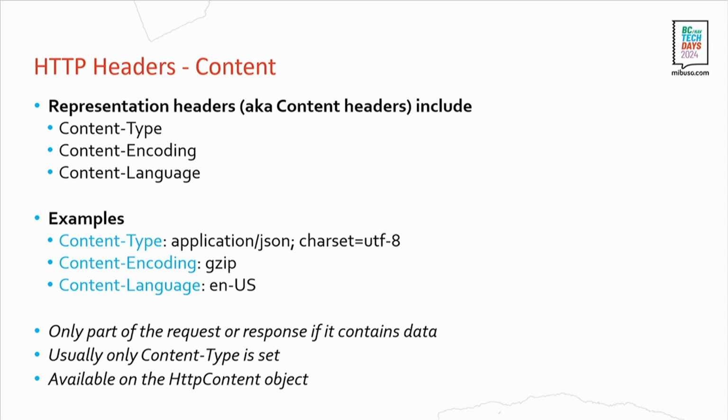application/JSON or text/plain or application/XML or PDF data, all the MIME types you could have in there. How are they encoded? What's the language that is in the content? But only part of the request or the response if it really contains data. In most cases, what we do from our code is only set the content type. We do not really care about the content encoding or language. Usually that is not our concern.